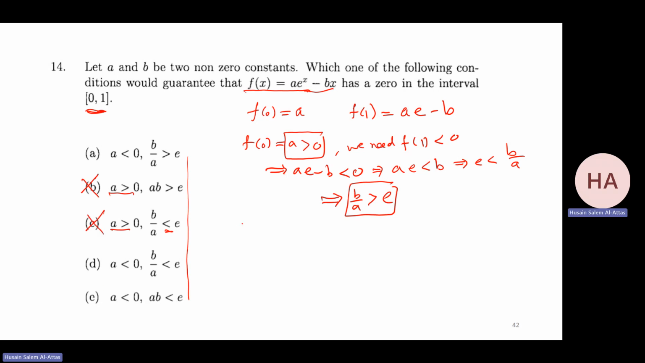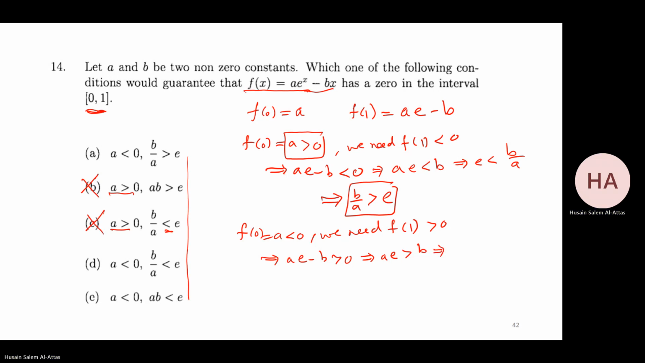So let me go to the second possibility. f of 0 equals a negative. So we need f of 1 to be positive. That implies a e minus b positive. That means a e greater than b. I divide by a. That means e greater than b over a. That means b over a less than e, if I read it this way. So I have a less than 0 and b over a less than e. So this is the answer.